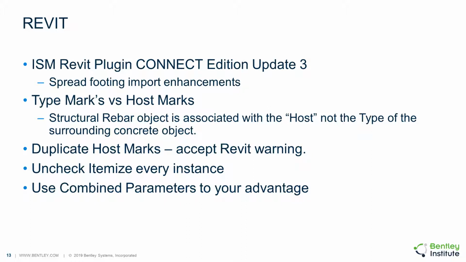Other noteworthy points are type marks versus host marks. Because of a particular quirk in structural rebar, object association, it's only associated with a host at the host level. So think of family, type, and instance. If you progress down the hierarchy of Revit objects, it's only associated at the instance level. So how do we get around that to get it to reflect the type?